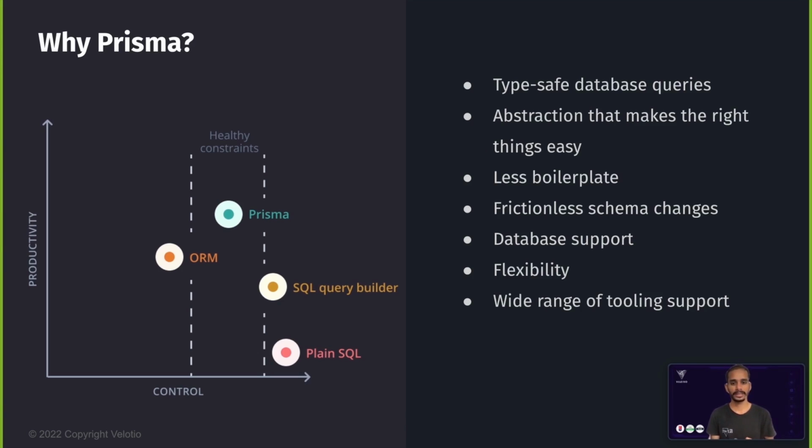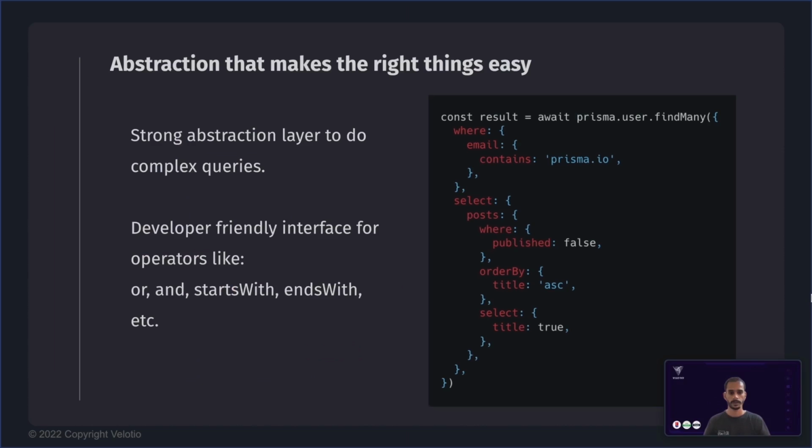There are a few points that Prisma is better at. For example, type-safe database queries, abstraction that makes writing things easy, lesser boilerplate, frictionless schema changes, database support, and flexibility. Also, support for a wide range of tools makes Prisma unique. One good thing about Prisma type safety is it not only gives you type safety at level one but also on the related relationships that you might query in your database.